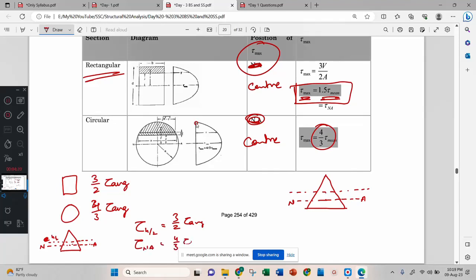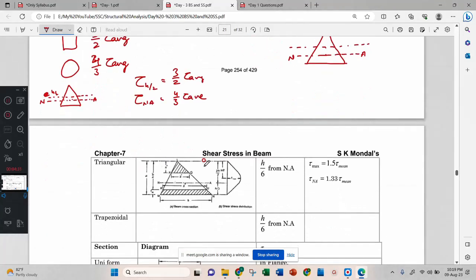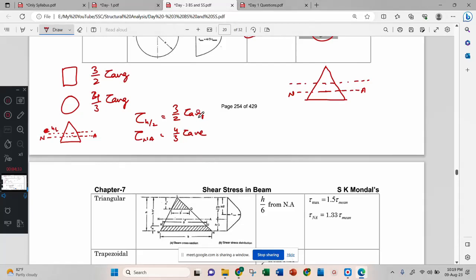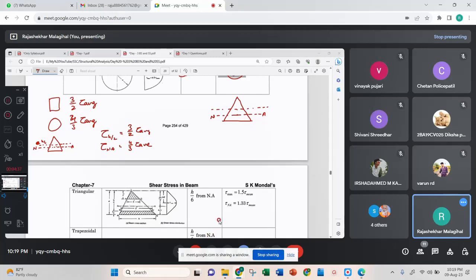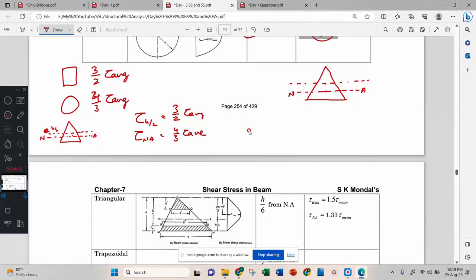4/3 tau average. Among 3/2 and 4/3, which is bigger? 3/2 is bigger, 3/2 means 1.5. Right, okay, now 3/2 is bigger.